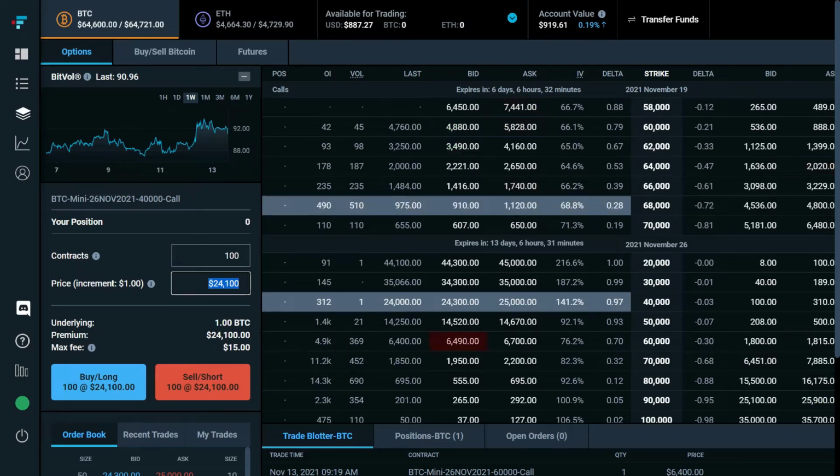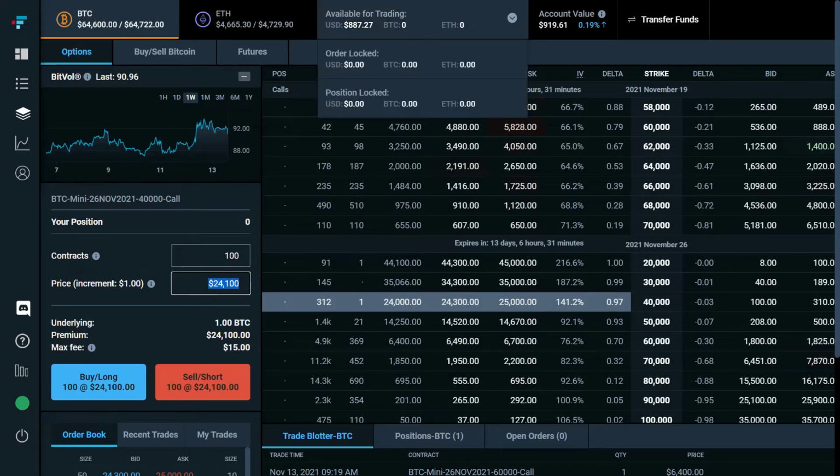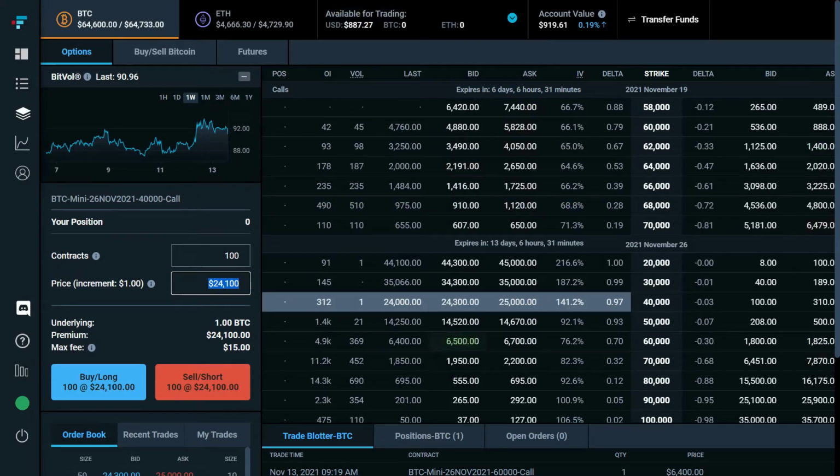They don't close at the end of the day. And then, they're mini contracts. This is the only site I think that does mini contracts.